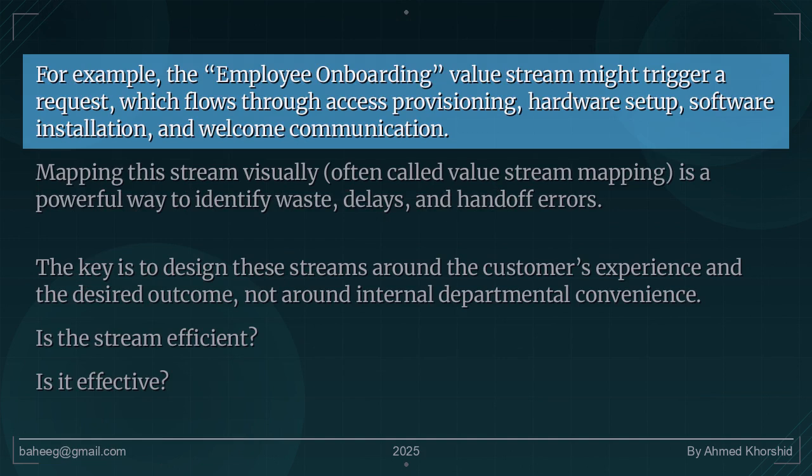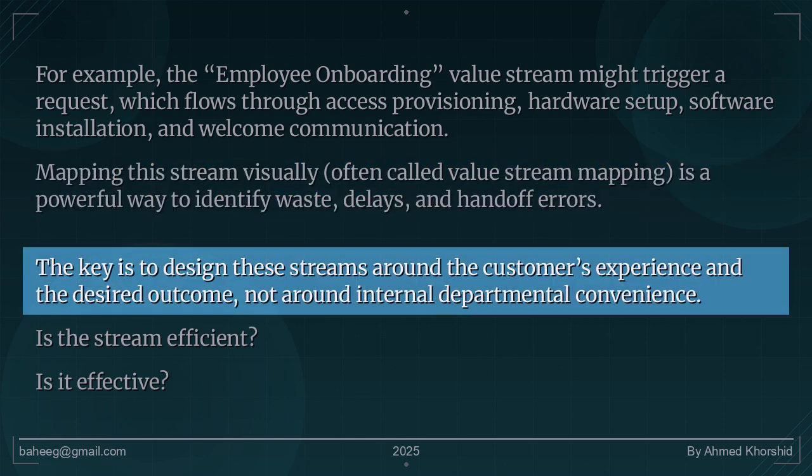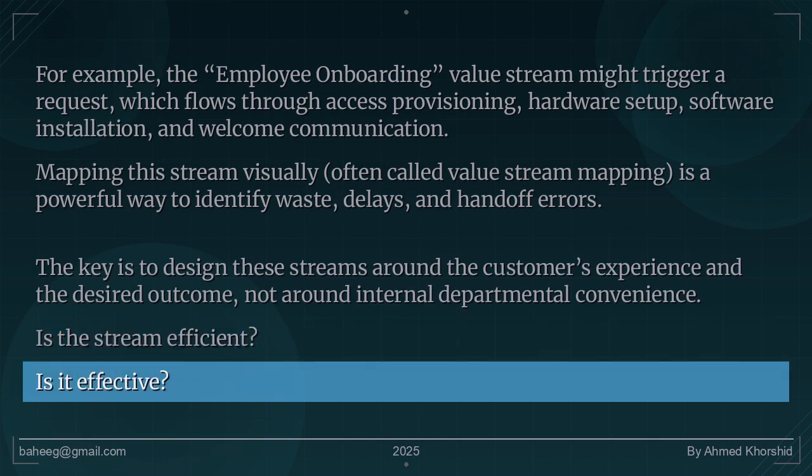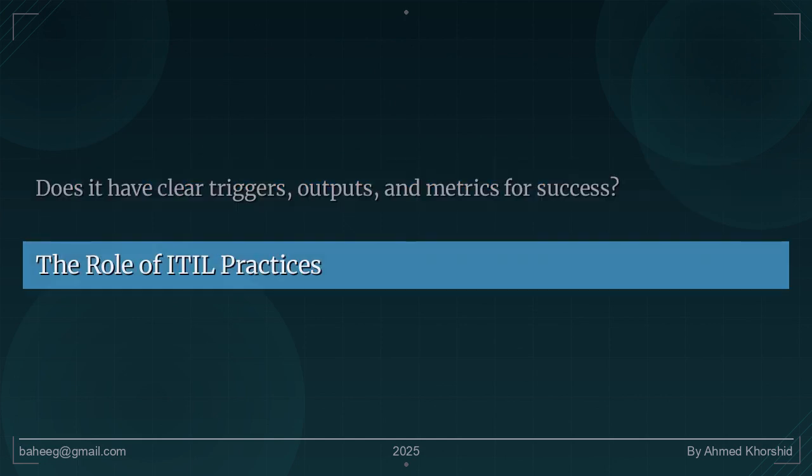For example, that employee onboarding value stream might trigger a request, which flows through access provisioning, hardware setup, software installation, and welcome communication. Mapping this stream visually, often called value stream mapping, is a powerful way to identify waste, delays, and handoff errors. The key is to design these streams around the customer's experience and the desired outcome, not around internal departmental convenience. Is the stream efficient? Is it effective? Does it have clear triggers, outputs, and metrics for success? The role of ITIL practices.